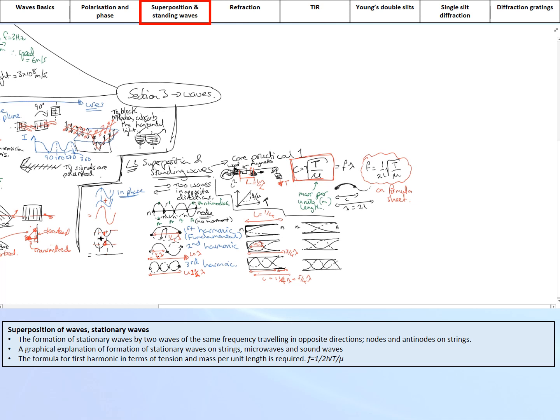Personally, I think it's better off to remember that this is equal to the wavelength. And then if you have, say, the third harmonic, you can easily work out the wavelength. And then the frequency of the third harmonic will be 1 over the wavelength multiplied by root T upon mu. And then the formula works for any harmonic, not just for the first.